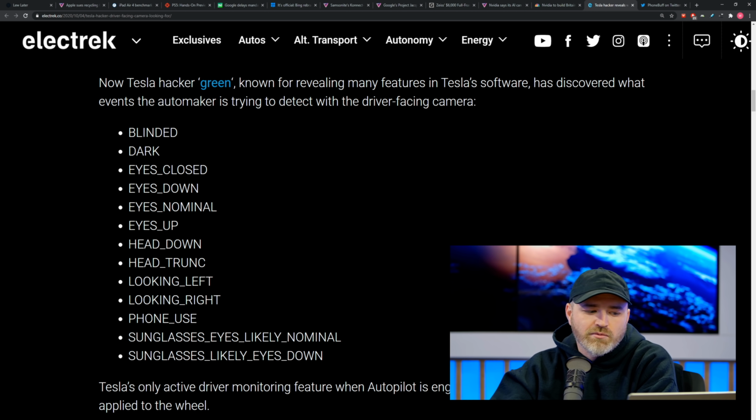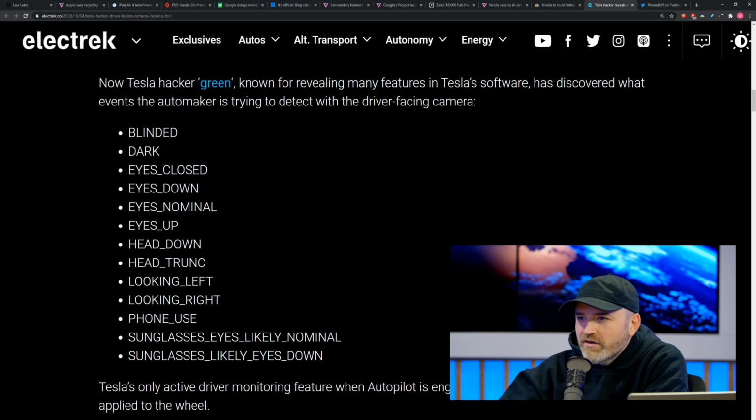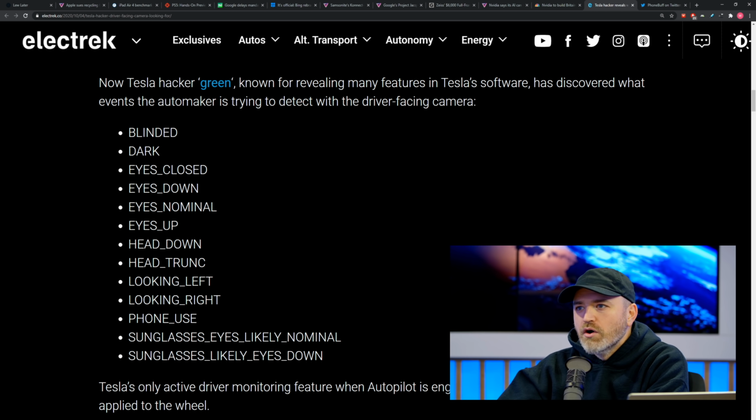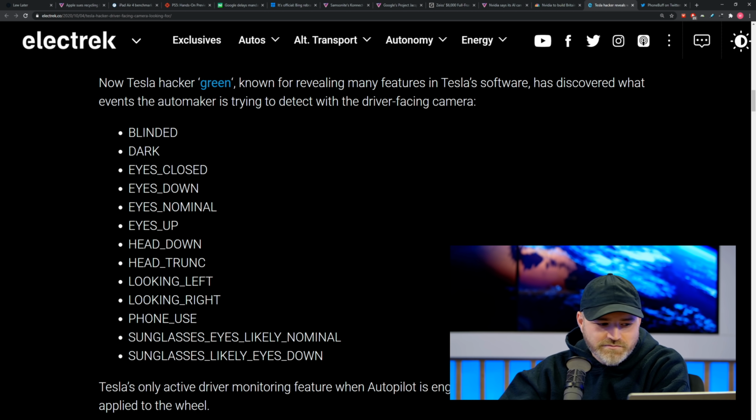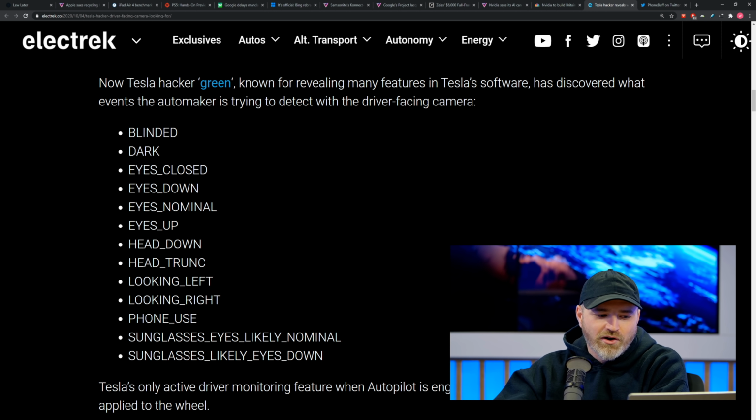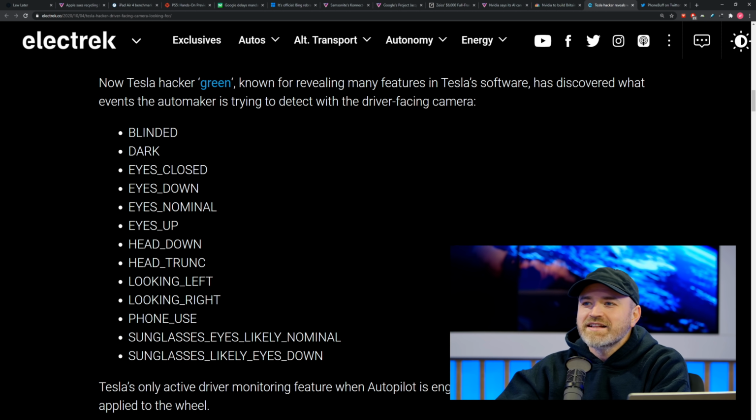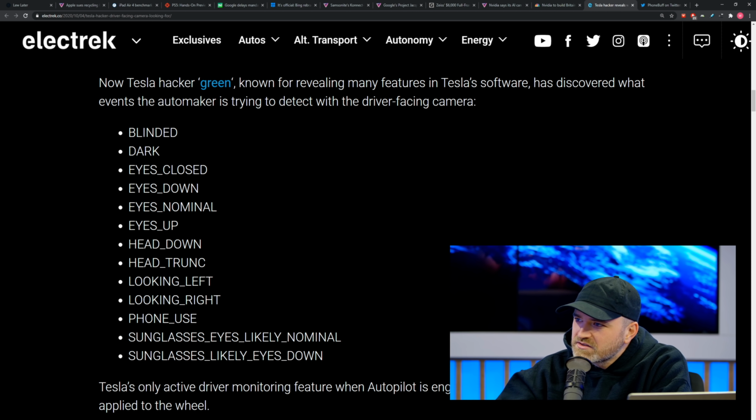Looking left, looking right. Phone use. Ooh, it knows when you're looking at your phone. Tesla people, careful, careful. Sunglasses, eyes likely nominal, or sunglasses, likely eyes down. Cool. It's seeing through the sunglasses also.